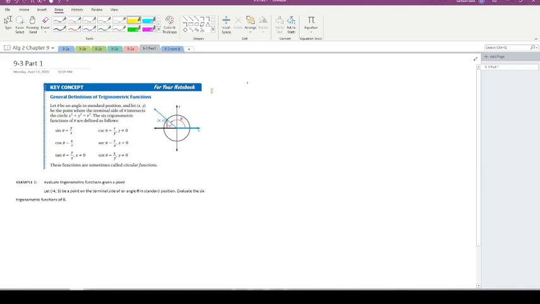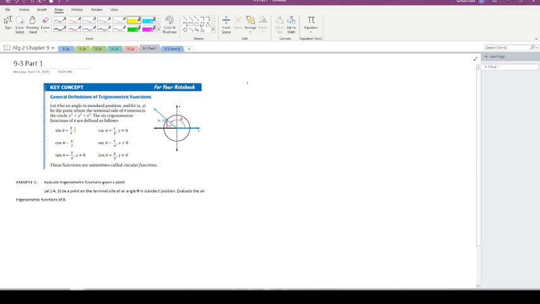We're going to let theta be an angle in standard position. We've talked about that in Section 1. Remember that x and y is a point where the terminal side of theta intersects a circle like this. The 6 trigonometric functions are sine, cosine, tangent. The reciprocal of sine is cosecant. The reciprocal of cosine is secant. And the reciprocal of tangent is cotangent.